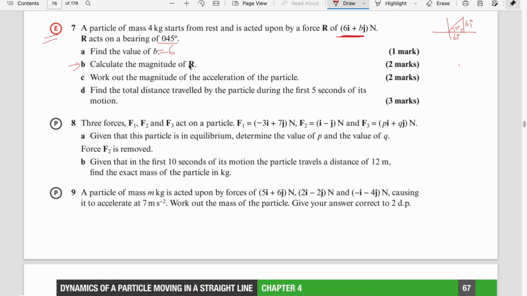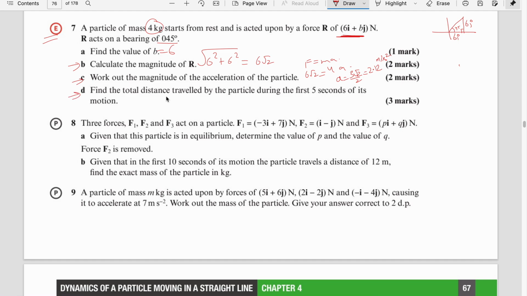B part says calculate the magnitude. Square root of 6 square plus 6 square is 6 square root 2. Work out the magnitude of the acceleration of the particle. So F equals ma. We have the net force 6 square root 2. Mass is given, which is 4. Acceleration unknown. So 6 square root 2 divided by 4 is, either we write it in exact form 3 square root 2 by 2, or in decimals, which is 2.12 meters per second square.